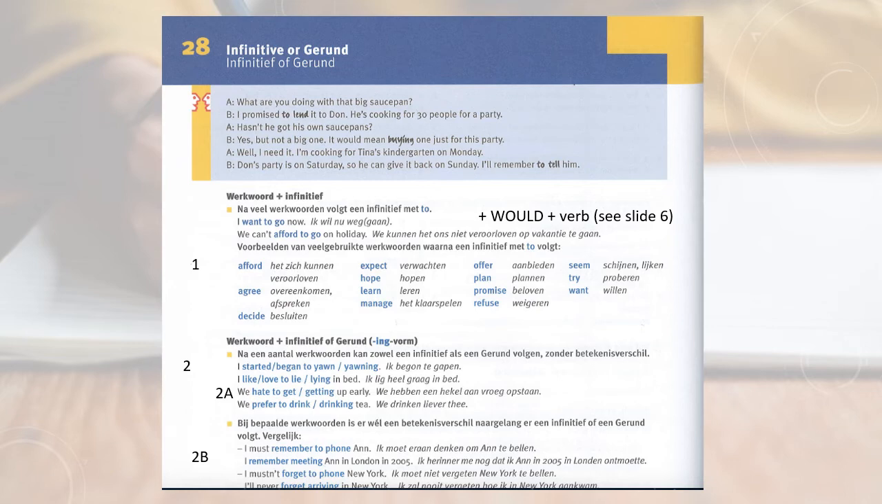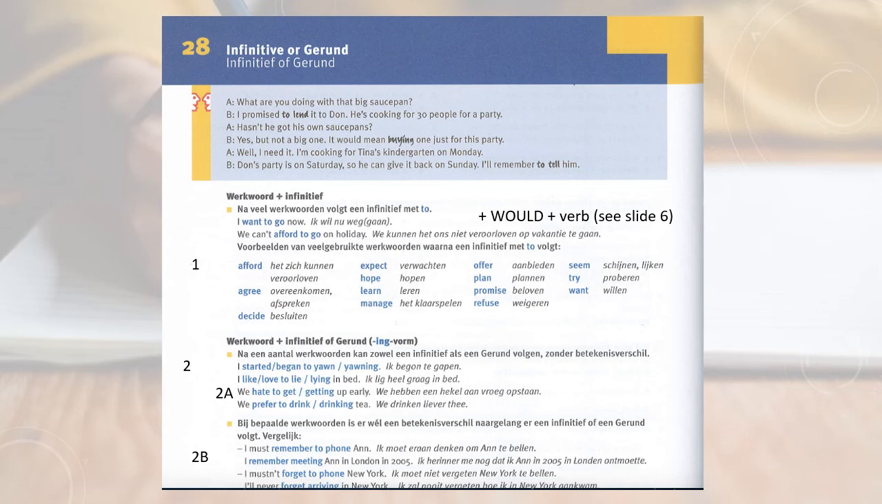If you look at 2b, we also have verbs that do carry a difference in meaning, dus een betekenisverschil, when you use an infinitive or a gerund. So, for example, let's take the first verb, remember. I must remember to phone Anne. Ik moet eraan denken om Anne te bellen. Here, remember has the meaning of ergens aan denken om nog iets te doen, you know. Ik moet eraan denken om Anne te bellen. So we have a to infinitive, to phone. Ik denk eraan dat ik dat nog moet doen.